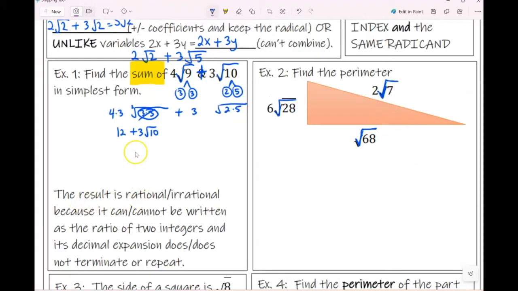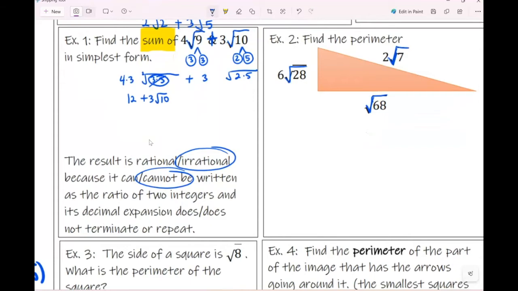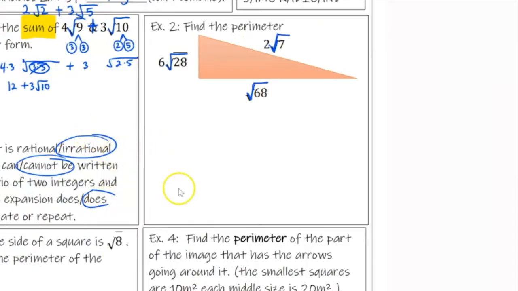Because I cannot combine them, if I put this in the calculator, you'll see it's not a decimal that terminates or repeats. It's going to be irrational because they're not perfect squares. Irrational means it cannot be written as a ratio of 2 integers, and its decimal expansion does not terminate or repeat. All right, so let's do another example, and then you're going to do 3 and 4.